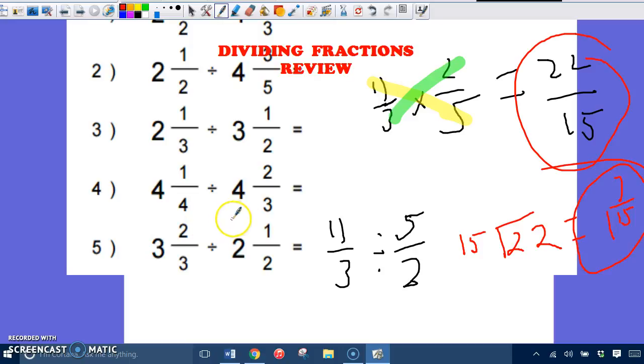So that is my review for fractions, guys. Hopefully, most of this sounded familiar as we've done it in class for the past 2 months. And this was just a review to get you ready for your midterm exam.